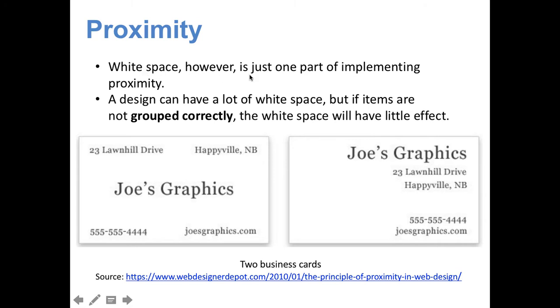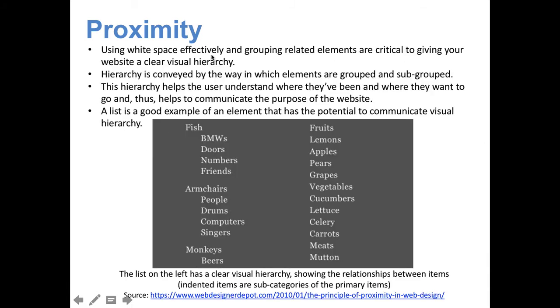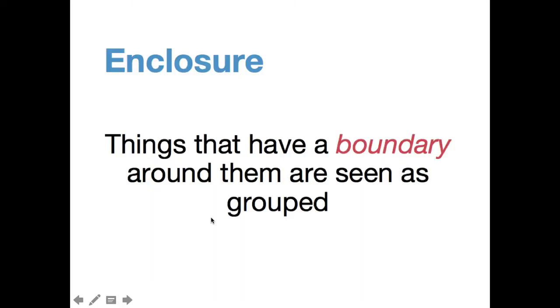White space, however, can be used to show the group itself. This is another example using white space effectively, and grouping related elements is critical to giving your website clear visual hierarchy. Something like this: fish, BMW, door, numbers, friends, armchair, people. Although the information is not connected, maybe for some reason they can be put together. Okay, let's have a relationship. It depends on the author itself.